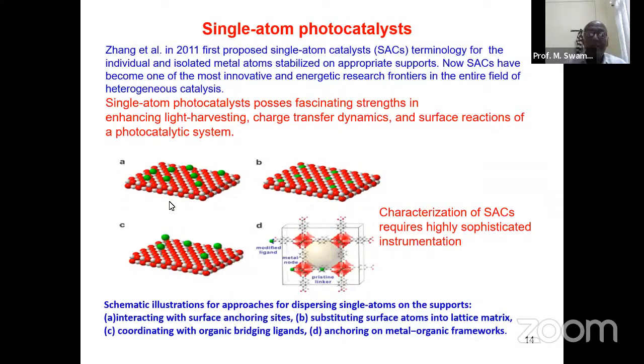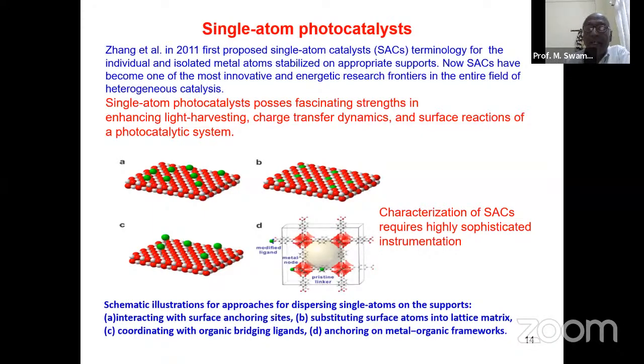Actually, these are some examples of different ways of dispersing single atoms on the supports. You can see interaction with the surface anchoring sites and substituting the surface atom within the lattice matrix. And sometimes it is also possible to coordinate with organic bridging ligands, or to use metal organic frameworks to anchor the single atoms.